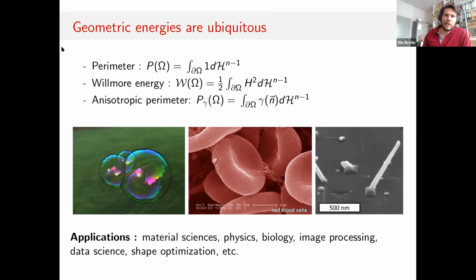So I want to speak about phase field approximation in the case where it's easy to approximate interfaces, when they are oriented, and show after why it's more complicated for non-orientable interfaces.